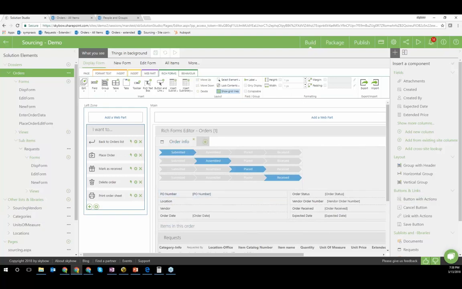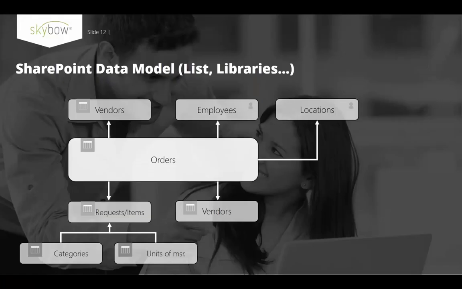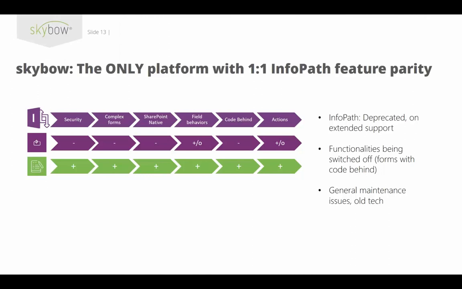So we have seen the solution, how it works. Let's see the different use cases where we can use the solution. The typical use case where a lot of people ask us: hey, can you help us with InfoPath replacement? Yes, we can. This is actually the only solution, we dare to say the only solution on the market currently, which actually has one-to-one feature parity with InfoPath.